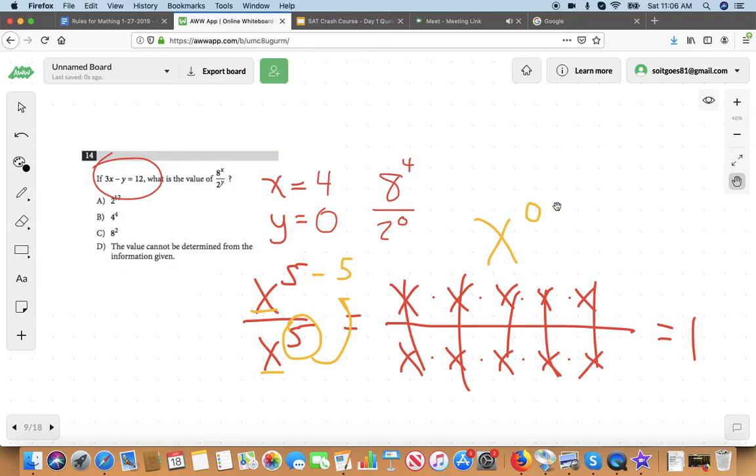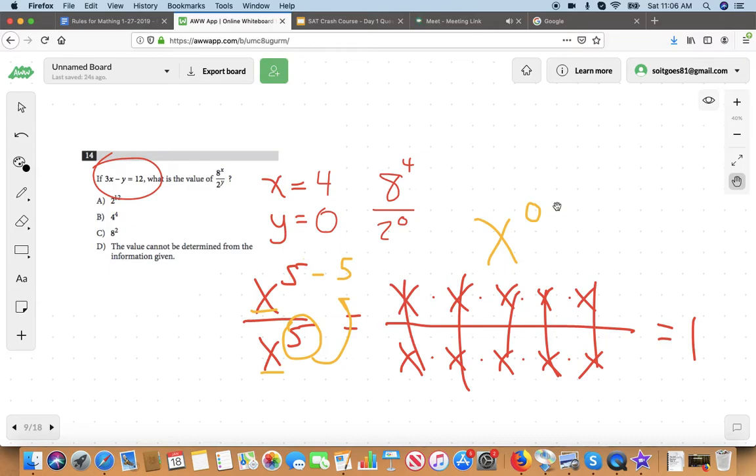Huh. Yeah, that makes a lot more sense. So if you see anything raised to the power of 0, it means it's being divided by itself. Does that make sense? And anything to the power of 1 just means itself. But if it's raised to the power of 0, it means it's being divided by itself, which is always 1.